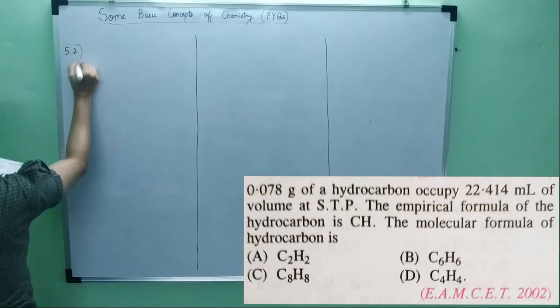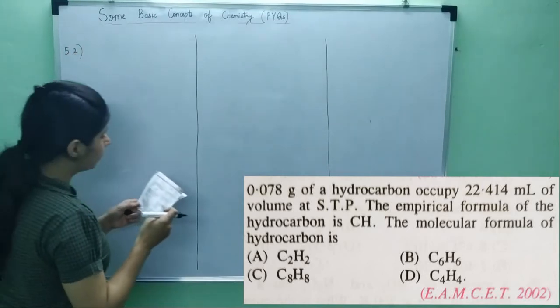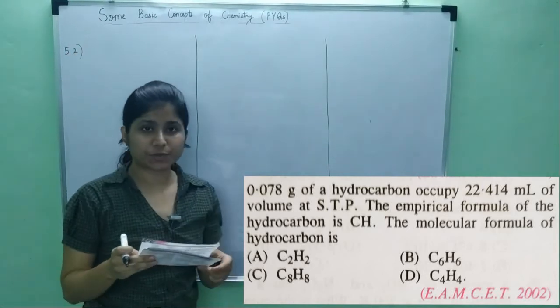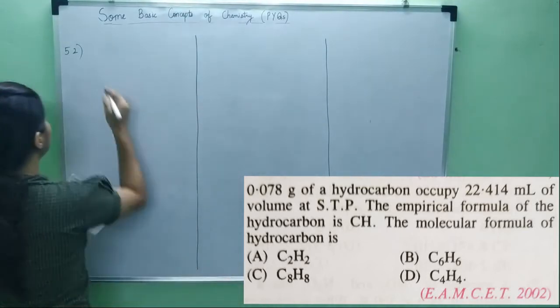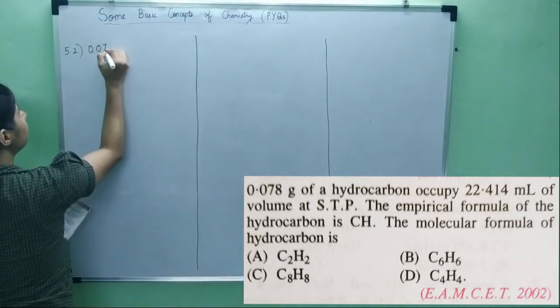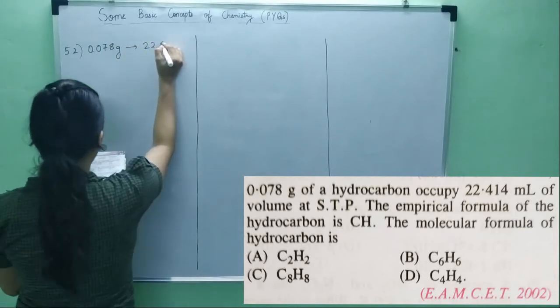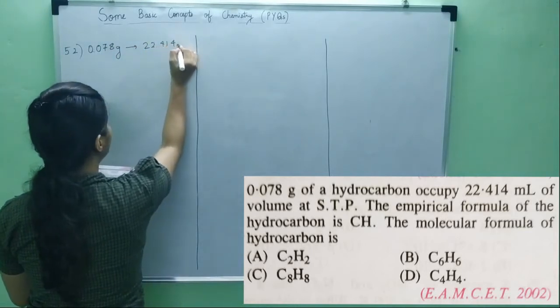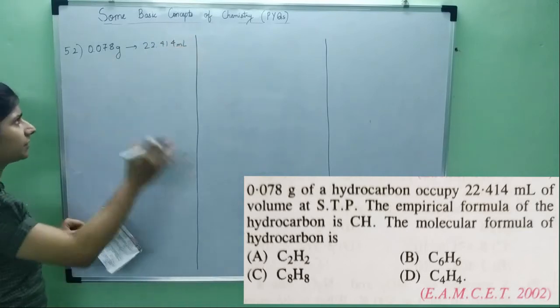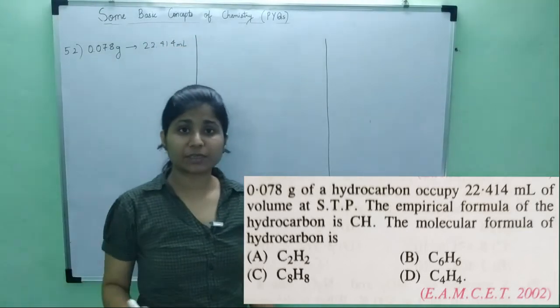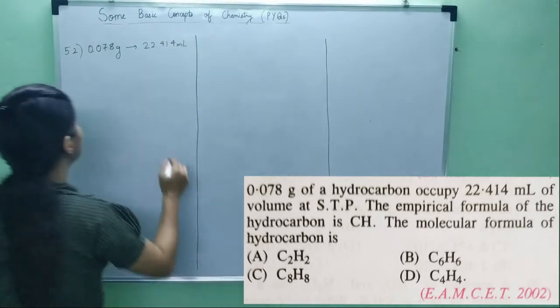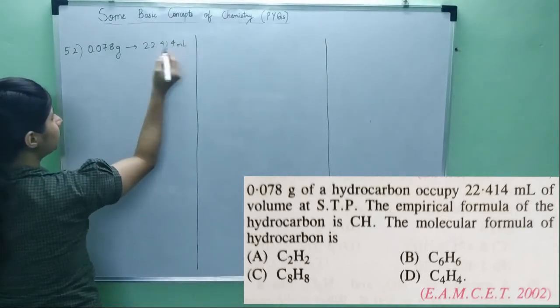So the next question is 0.078 gram of hydrocarbon occupies 22.4 ml of volume. So 0.078 gram occupies how much? 22.414 ml. Okay. Now wherever we are given this relation, directly find at STP conditions what could be the relations. So if this is in ml, we have to convert this into liters.